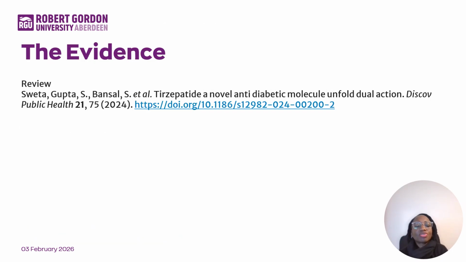I thought I'd also include the evidence. So just on the paper that was published in 2024 about how tirzepatide is a novel antidiabetic molecule that unfolded dual action. So as I've just explained, it does have an effect on the GLP-1 as well as the GIP. So that's important.